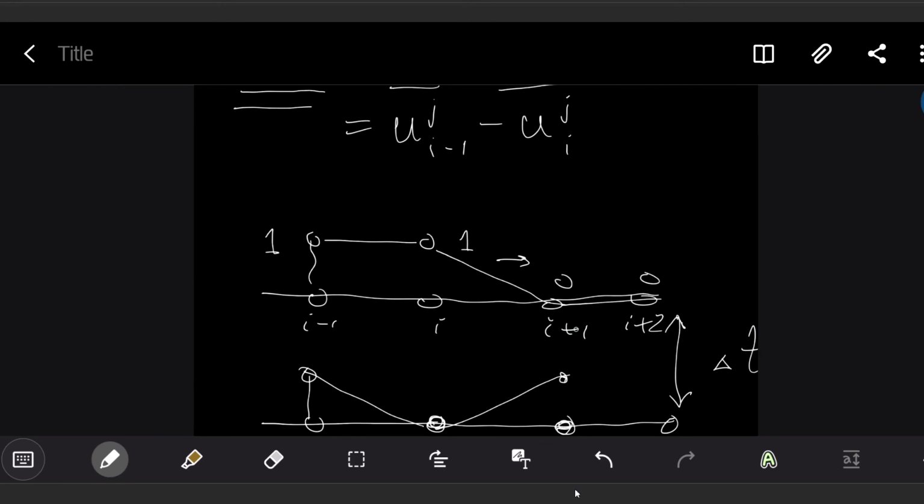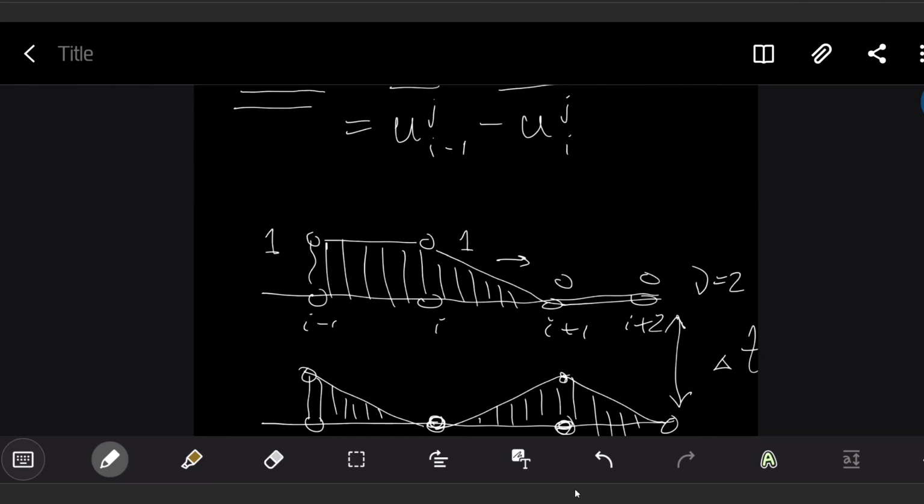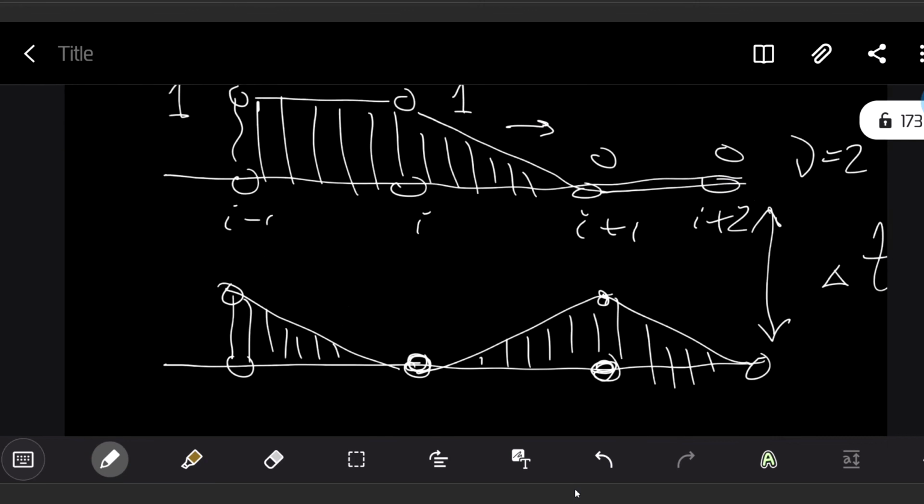And for this point here, I need the difference between 2 points here. It's 0 because these points are equal. So this was our initial wave at some time step, and this is our new wave on time step delta t, with the Courant number greater than 1.